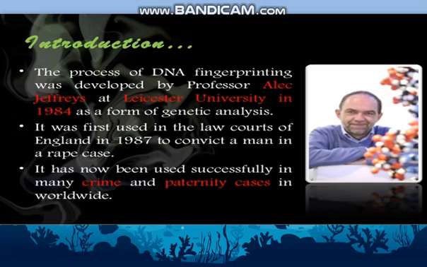The process of DNA fingerprinting was developed by Professor Alec Jeffrey at Leicester University in 1984 as a form of genetic analysis, and it was first used in the law courts of England in 1987 to convict a man in a rape case. It has now been used successfully in many crime and paternity cases worldwide. So what is DNA fingerprinting?